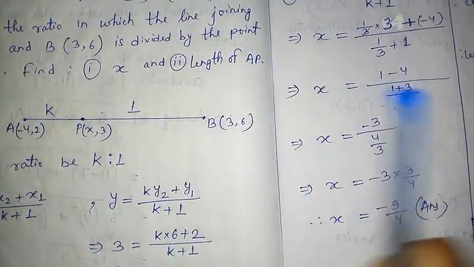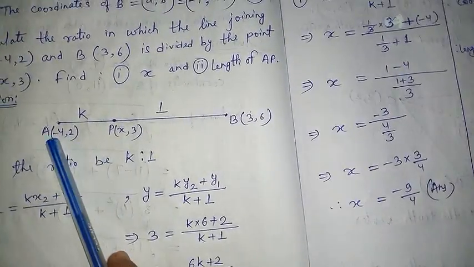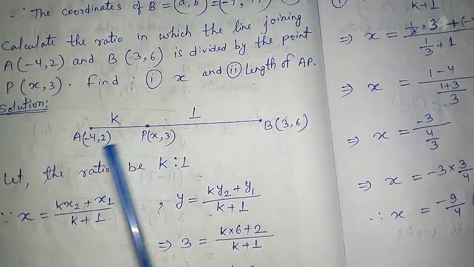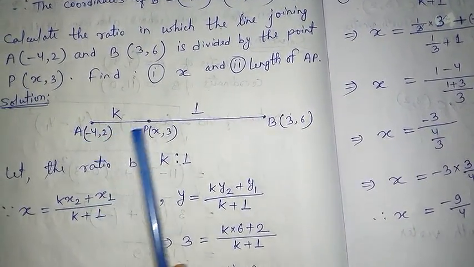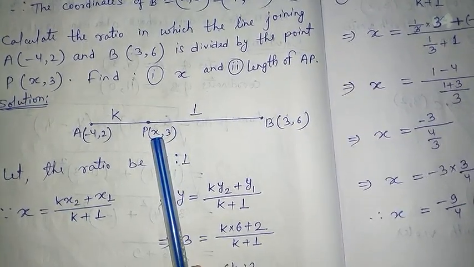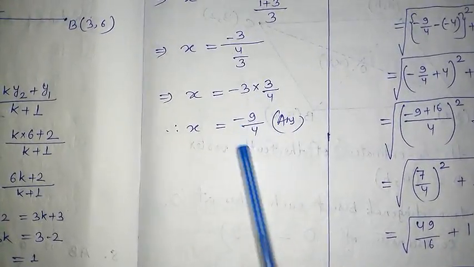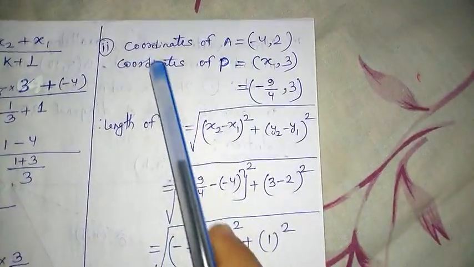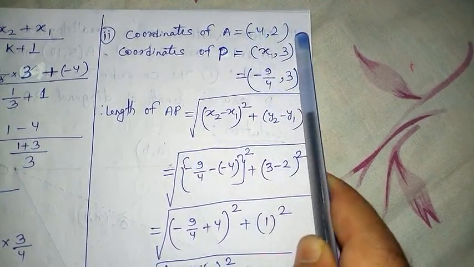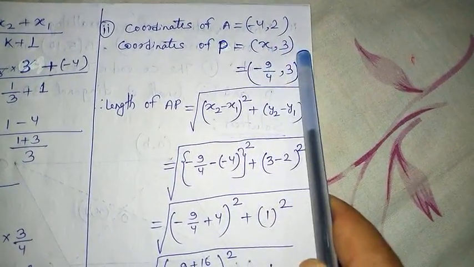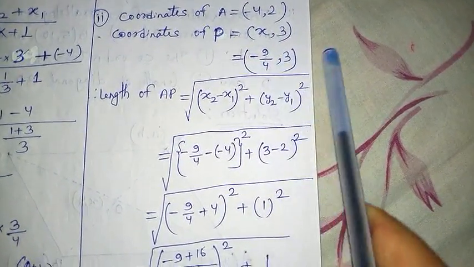Number 2, length of AP. Where is A? A is here. Where is P? P is here. A is minus 4 comma 2, P is x comma 3. But x is just known now, that is minus 9 by 4. So write the coordinates of A as minus 4 comma 2 and P as minus 9 by 4 comma 3, and then use the distance formula.